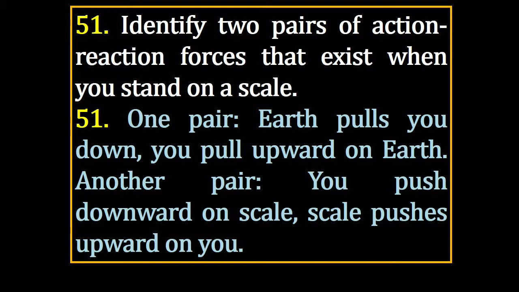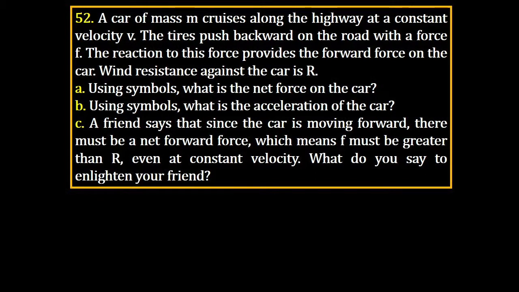A car of mass M cruises along a highway at a constant velocity V. The tires push backward on the road with a force F. The reaction to this force provides the forward force on the car. Wind resistance against the car is R. Using symbols, what is the net force on the car? Using symbols, what is the acceleration of the car?